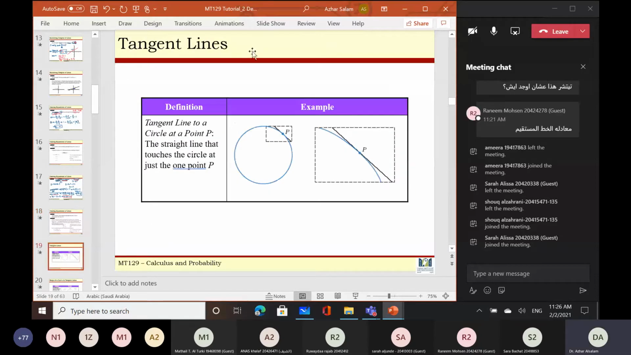Now for the tangent line. The definition of the tangent line. If I have a circle or any curve and I make a line touch the circle or the curve, it will touch at one point. Okay? This line I call the tangent.